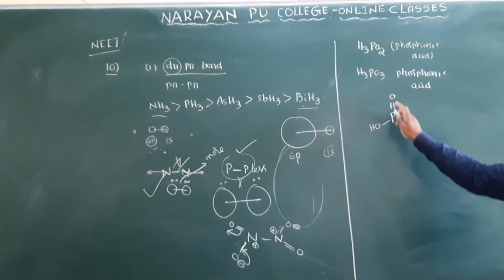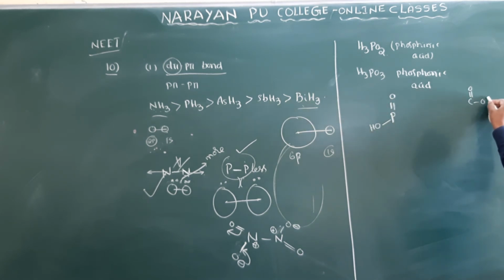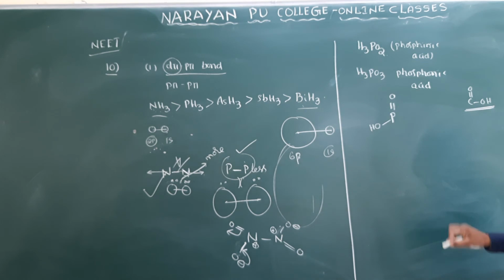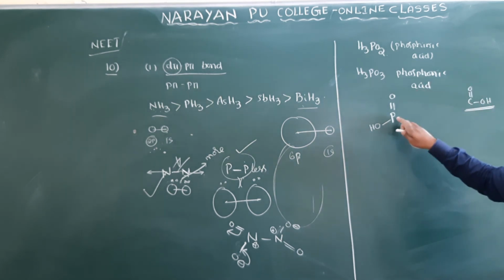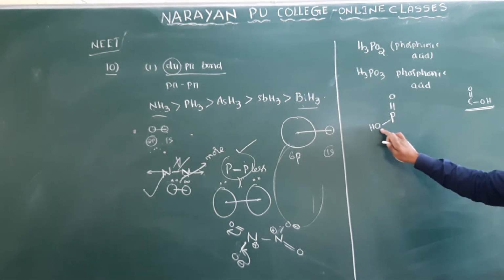Like COOH: C double bond O and OH, this is called a carboxylic acid. It is organic. But instead of carbon, if any other elements like nitrogen or phosphorus are there, we consider them as oxo acids of phosphorus. So there should be a double bond O and OH.